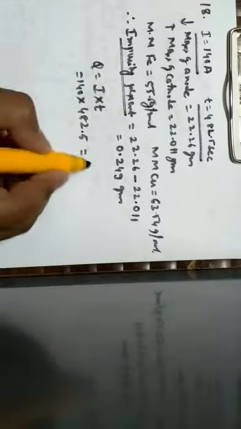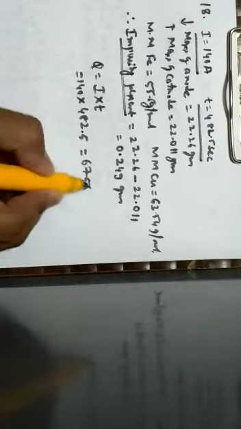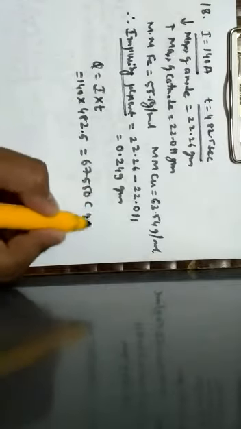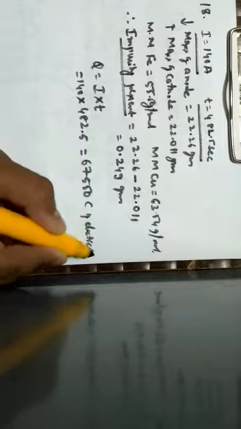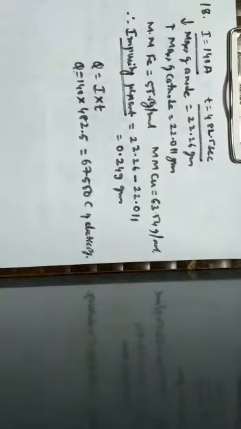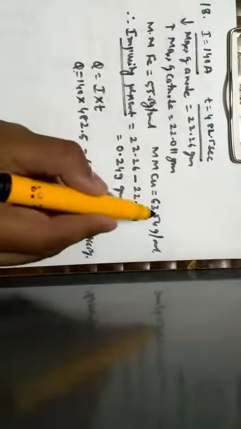It has been given that a current of 140 ampere is passed for a time duration of 482.5 seconds. We know that Q is equal to I into t, that is current into time. So current is 140 amperes, time is 482.5 seconds, which comes out to be 67,550 coulombs of electricity passed through it. The mass of copper is 63.54 and the mass of iron is 55.5.